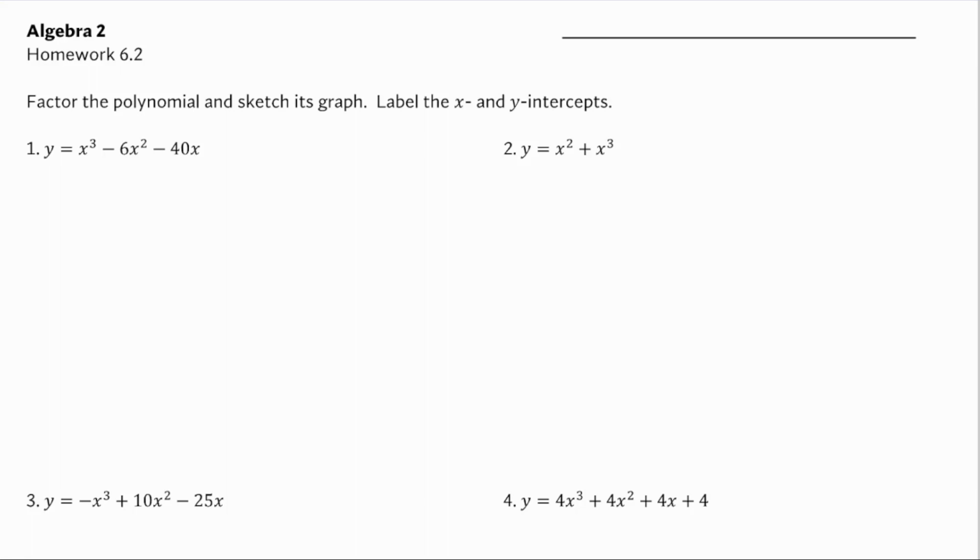Alright, welcome. In this video, I'm going to be working Algebra 2 Homework 6.2, which is all about sketching more polynomials and multiplicity of roots. So for these first four, it's factor it first, and then sketch the graph, labeling the x and y intercepts. Okay, so our first job is factoring.